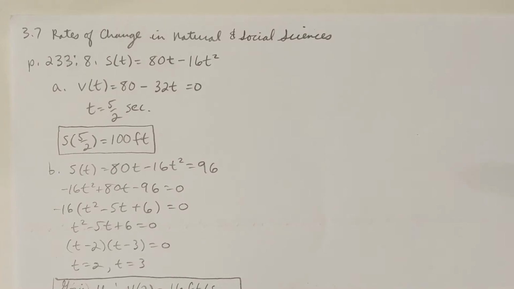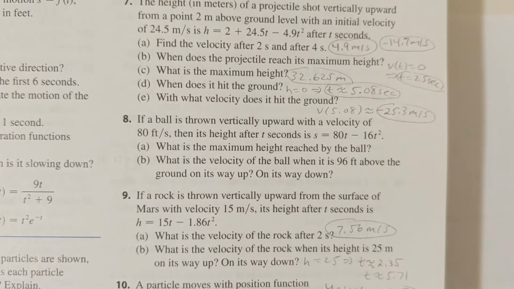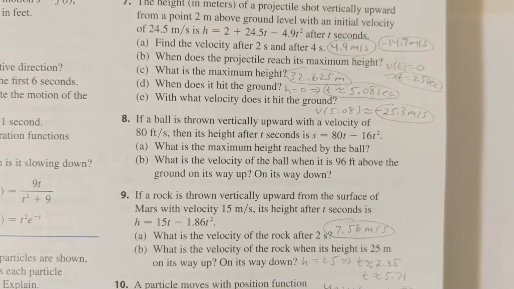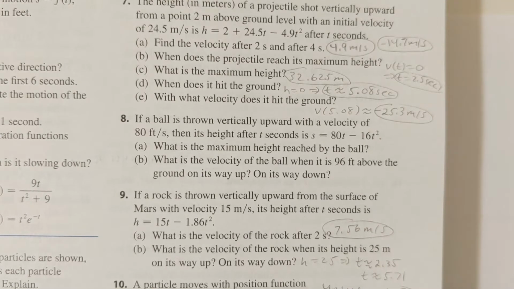Okay, so I thought the best way to handle this section would be just to do some problems that are in the book here. I'm on page 233, and problem 8 was one problem I liked on that page. It says in problem 8, if a ball is thrown vertically upward with a velocity of 80 feet per second, then its height after t seconds is given by the equation that you see there. Okay, part A, what is the maximum height reached by the ball? All right, well, let's get that here.